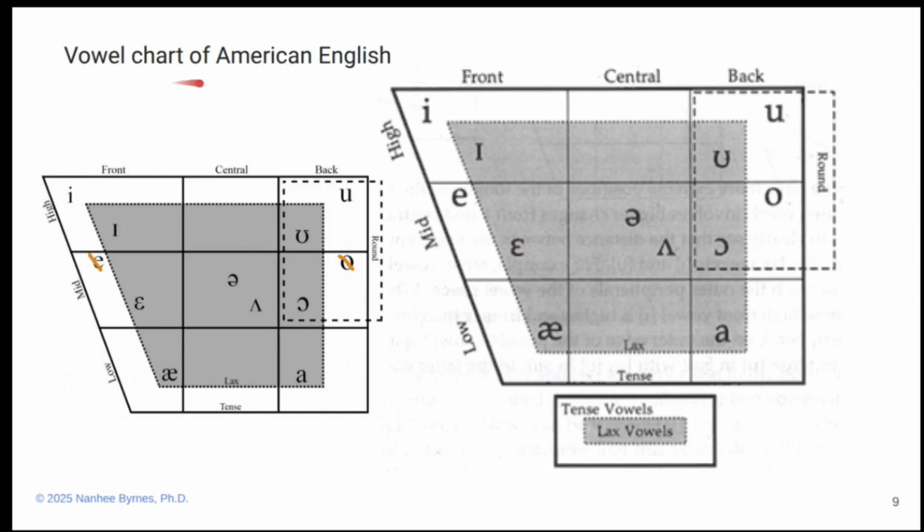First, here's the American English vowel chart. In American English, we don't have pure A and O used on their own. Instead, those sounds only appear as parts of diphthongs.